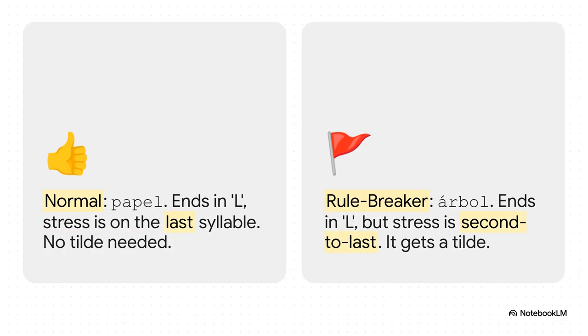And here's the other pattern. The word papel ends in L, which isn't an N or an S. So the stress is normally on the last syllable. Papel. It's following the rule, no accent needed. But then you get a word like audible. It also ends in L, but the beat is on the second to last syllable. Audible. It's a rule breaker, so it gets that accent to tell us, hey, the beat is over here.